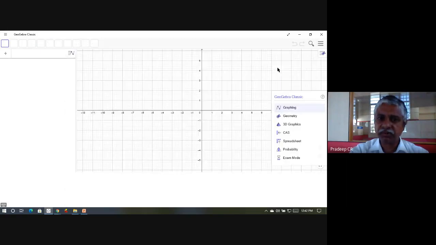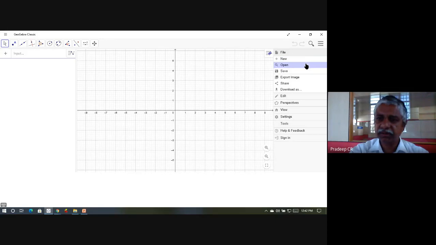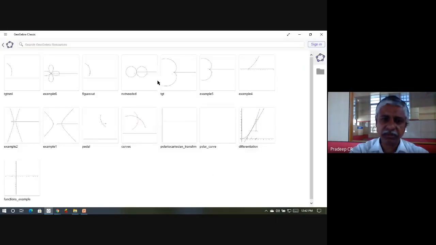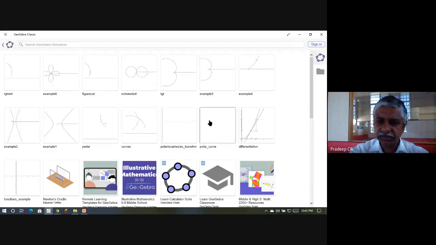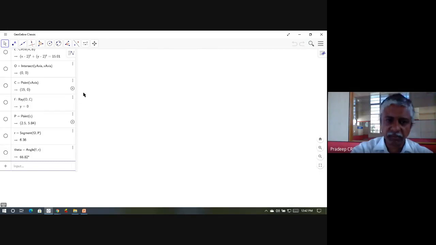So I'm trying to teach you polar coordinates. If you already know that, you can skip this part. I already made one small file. Where is this? Here it is. This is what I wanted to show you.